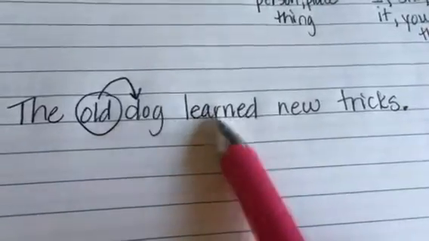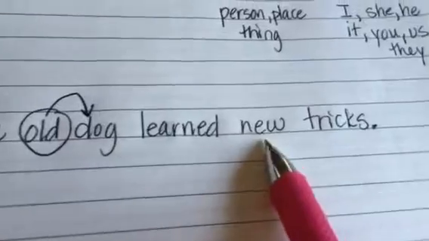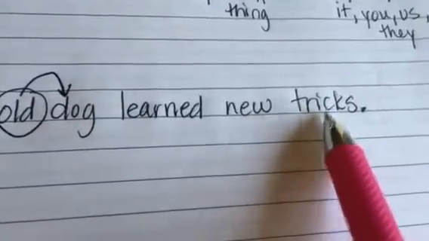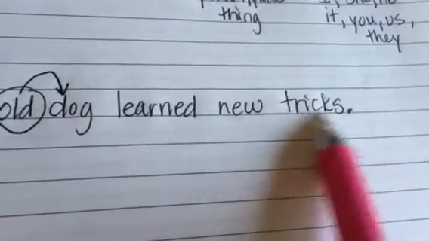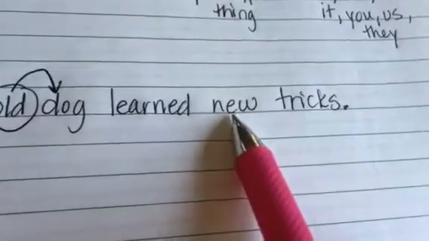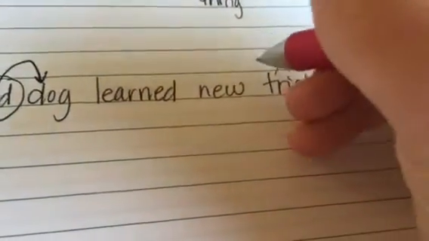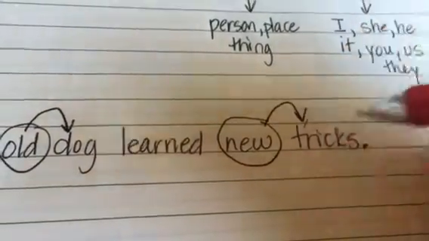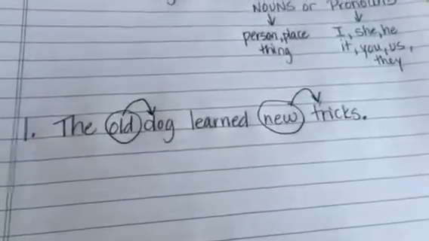Learned is what the dog's doing. So learned is a verb. Then we have new tricks. Tricks are things that the dog can learn. So tricks are nouns. So do we have a word that's describing what kind of tricks or how many? New tricks. New is the adjective. So we're going to circle new and put an arrow because it is describing what kind of tricks. So there we have our sentence. Number 2, let's do another one.